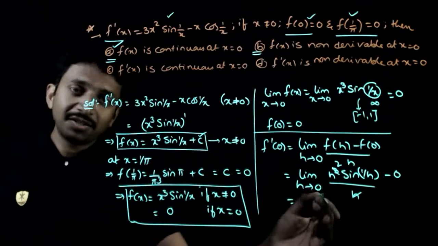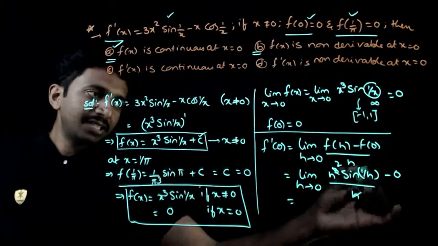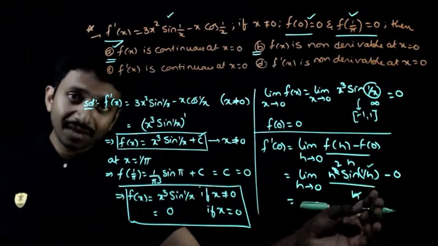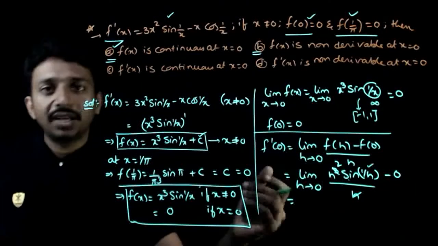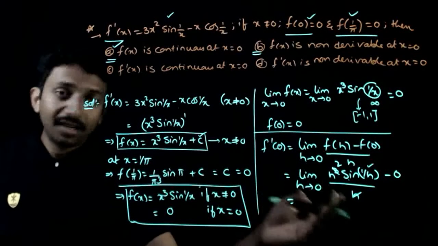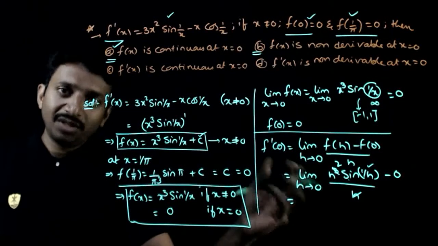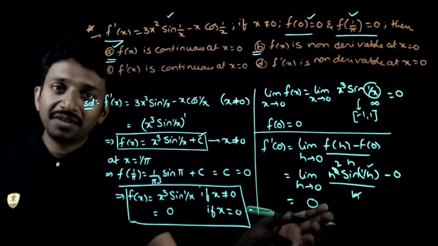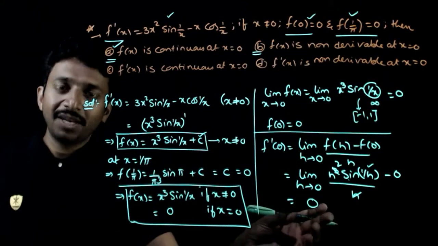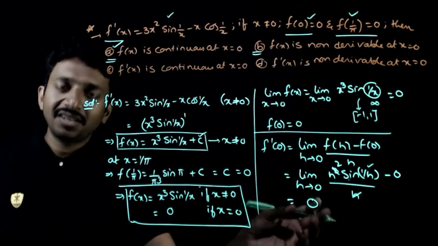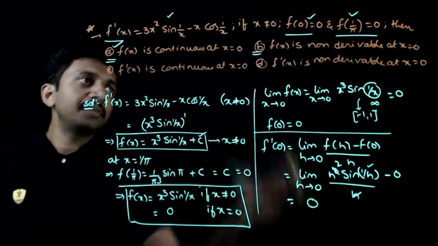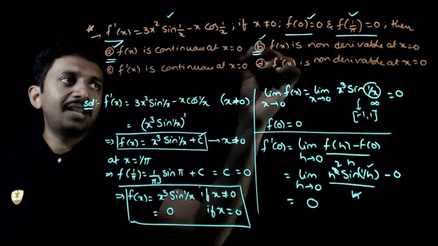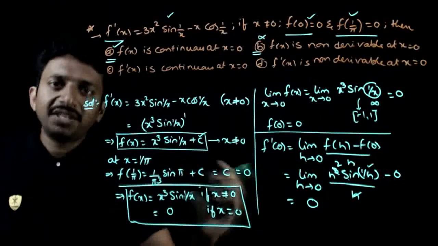So as h tends to 0, again the same logic: 1 by h tends to infinity, and sine 1 by h is a number between minus 1 and plus 1, multiplied by h square which goes to 0. So this is equal to 0. So you are getting f dash of 0 is equal to 0. That means f is differentiable at x is equal to 0. But option B says f is not differentiable at x is equal to 0, so this is wrong. f of x is differentiable at x is equal to 0.